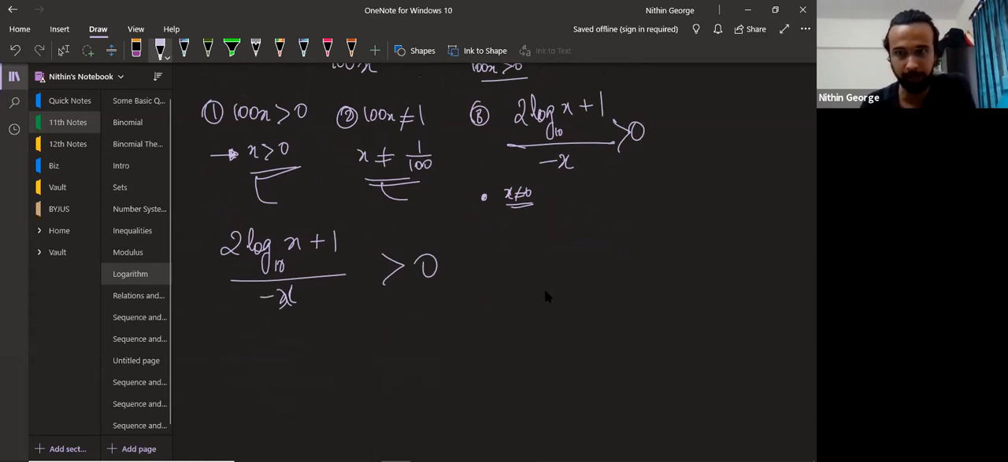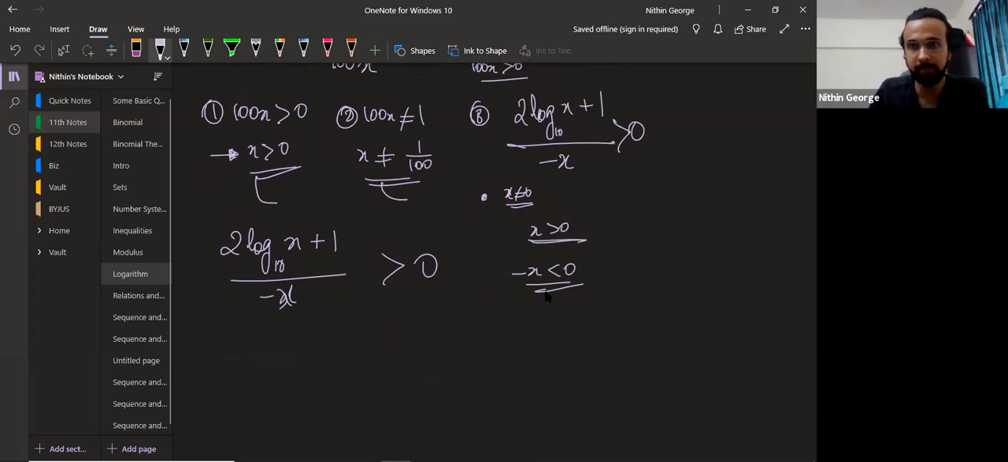Case 1, case 2, and case 3. It's given to me in case 1 that x is positive. So what does that make minus x? It'll always be negative. It's given that x is greater than 0, so minus x will always be less than 0. Are you following?